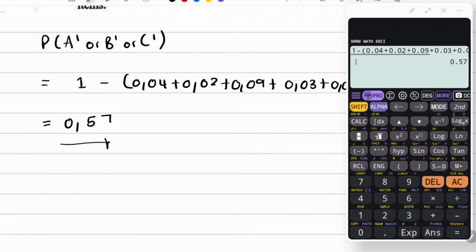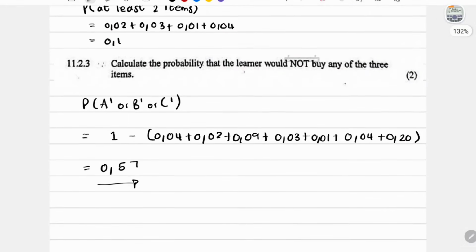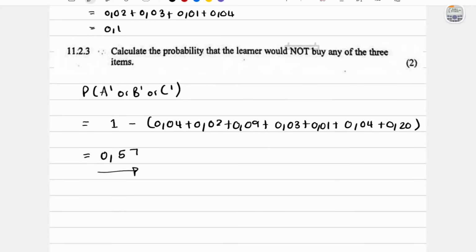So 0.57, which is really a 57% chance. Okay, so it's really higher than every other item that he has bought. Okay, so that is it for the Venn diagram question, and then we move on to 11.3.